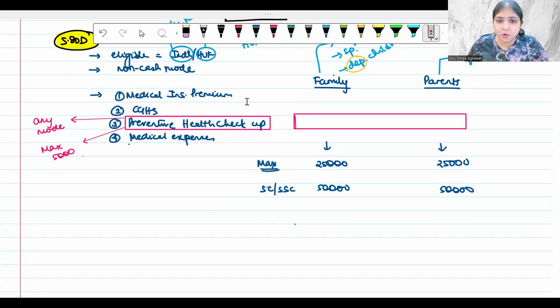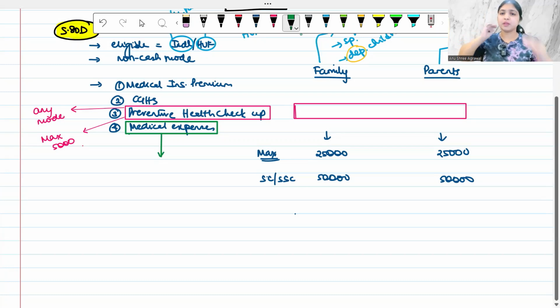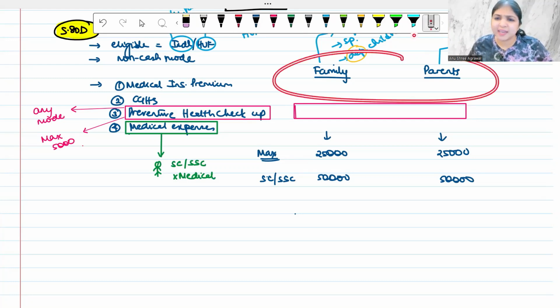Let's focus a little more now on this part about medical expenses. See, when are we going to cover medical expenses? We will cover medical expenses only if, for example, let's say assessee's father, just an example, okay? The person can be any person in the family category or in the parents category. That person is a senior citizen or a super senior citizen, okay? And in his name, there is no medical insurance policy. There is a person, he is a senior citizen or a super senior citizen. He falls under any of these categories.